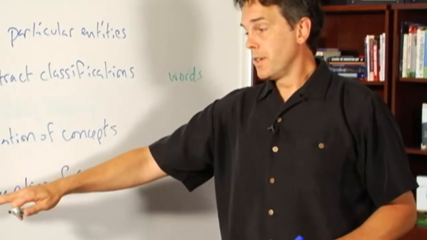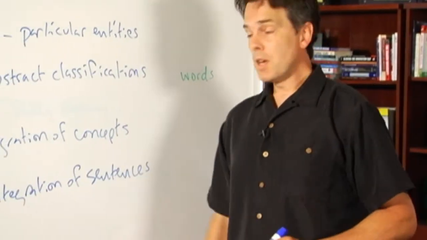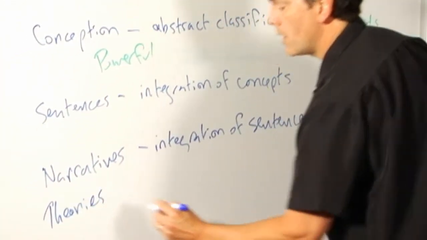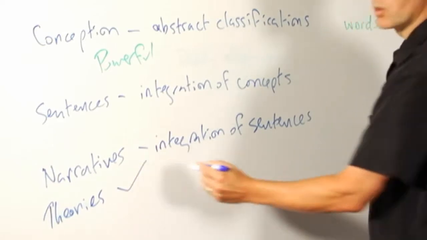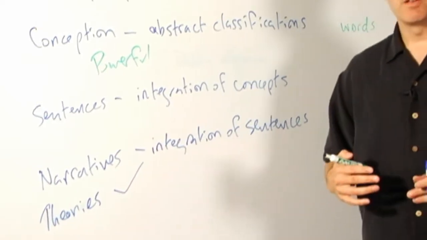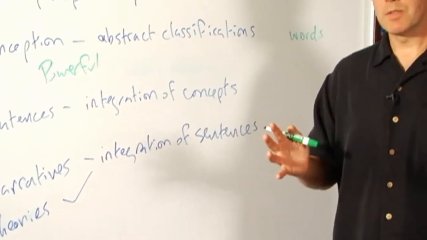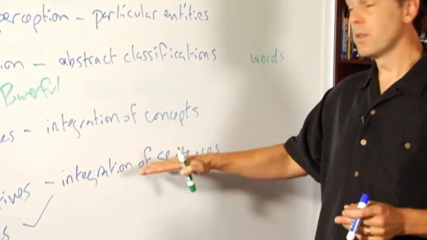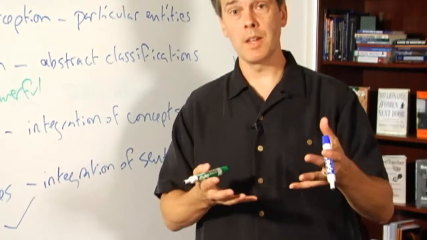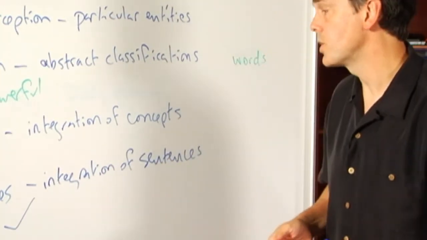We also have a related capacity here to the formation of narratives, and that is to form theories. Theories also are integrations of sentences or propositions about the world, but what they involve are more complicated states of affairs, and a whole number of sentences are required to describe all of the elements of that state of affairs in a way that is integrated and consistent.